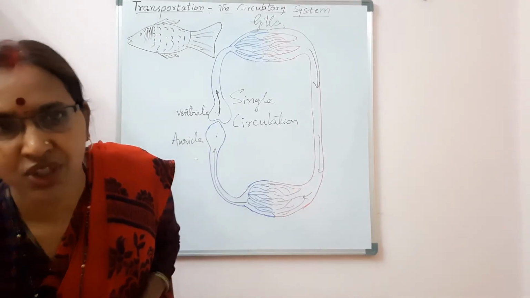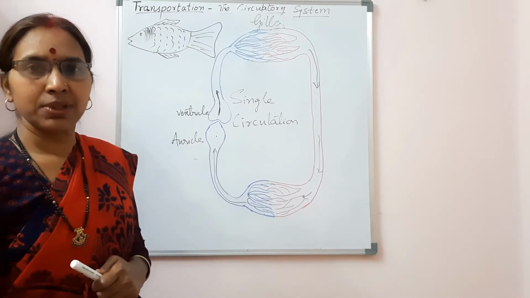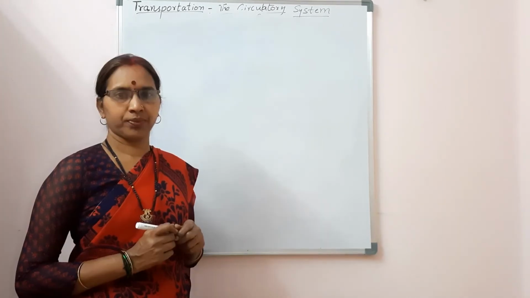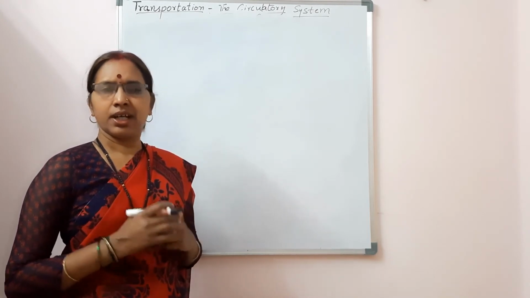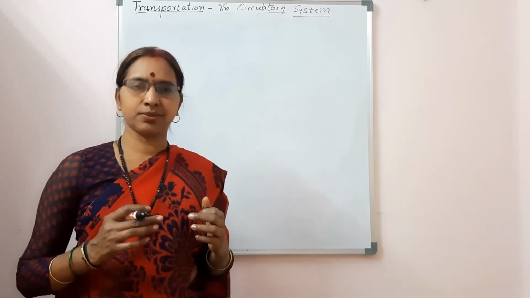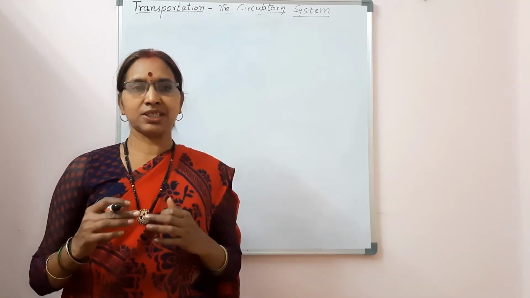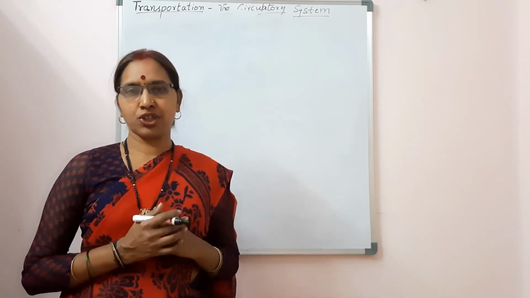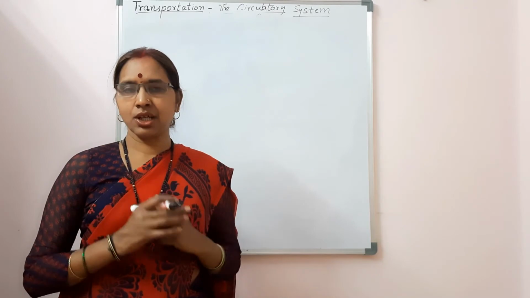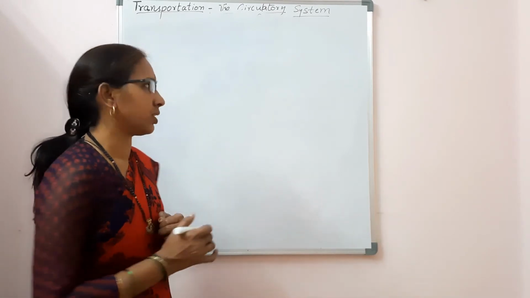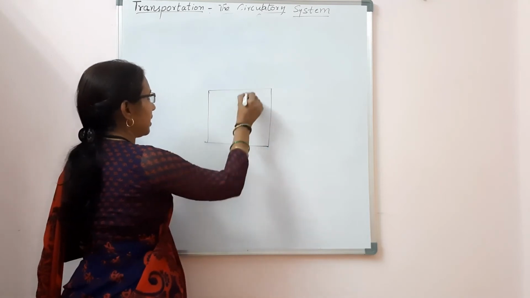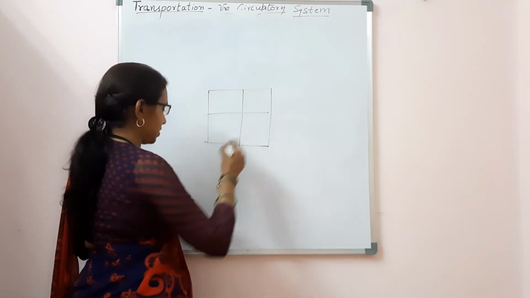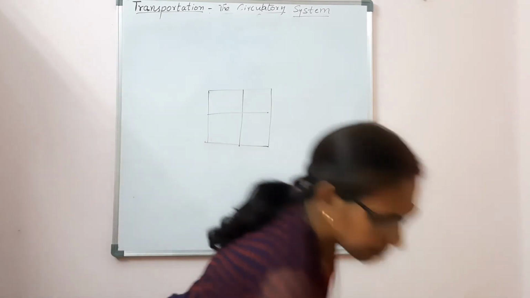So now we shall learn about double circulation. Double circulation occurs in organisms like birds and mammals, where the heart has four chambers. That is, the heart contains four chambers. Now let us imagine that this is your four-chambered heart, right?